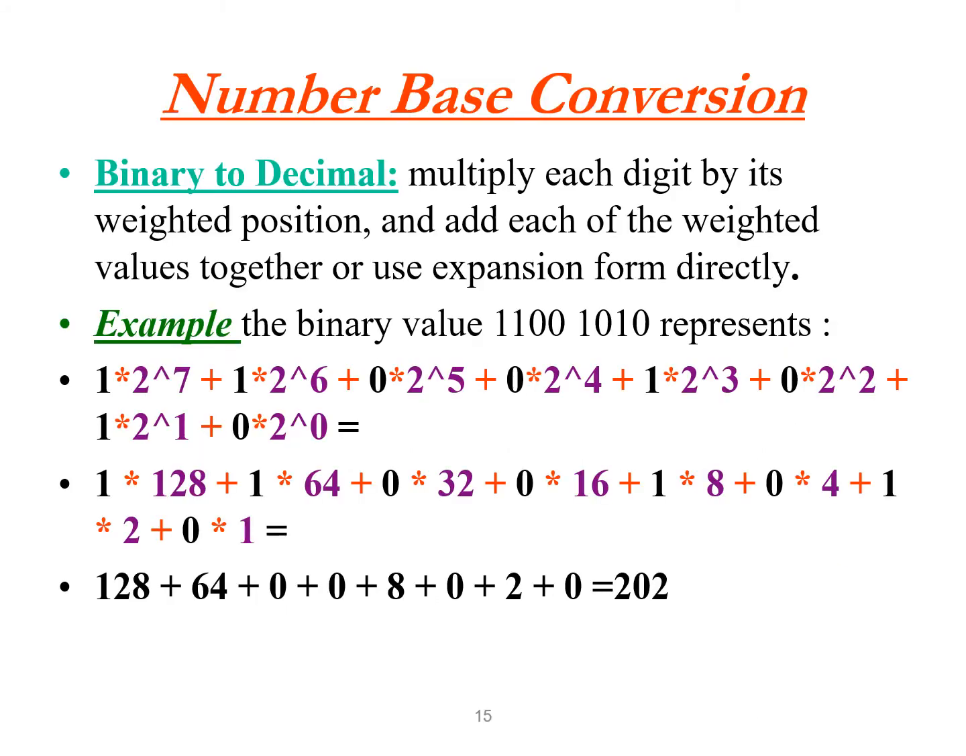Here we will do the number system conversion. First we will do the conversion from binary to decimal. Multiply each digit by its weighted position and add each of the weighted values together. For example, the binary value 11001010 could be represented by, starting from the right, the digit 0 which is multiplied by the power of base starting from 0, 2 raised to power 0.